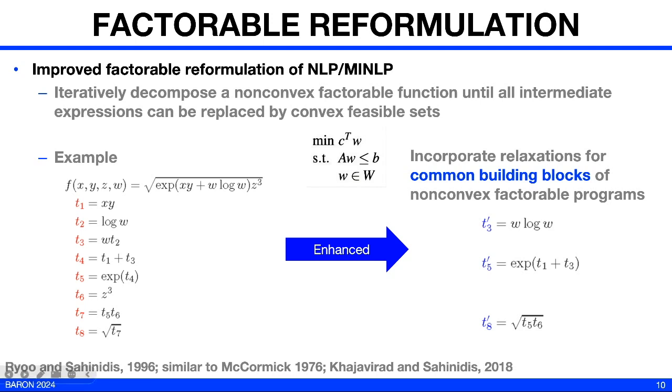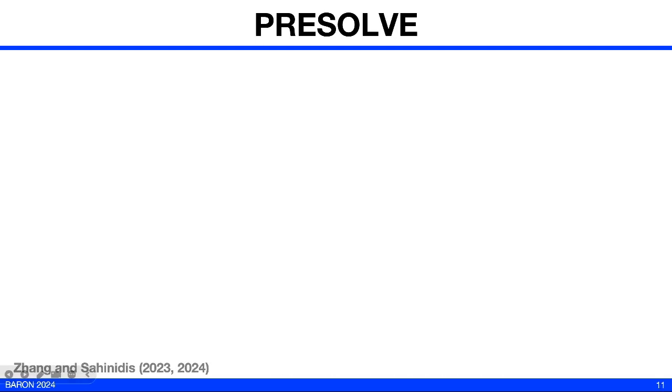And nowadays, we identified that by incorporating some of the introduced variables, we can get better formulations. For example, this w log w, we know that there are good convex properties that we can use. This is obtained by incorporating T2 and T3.